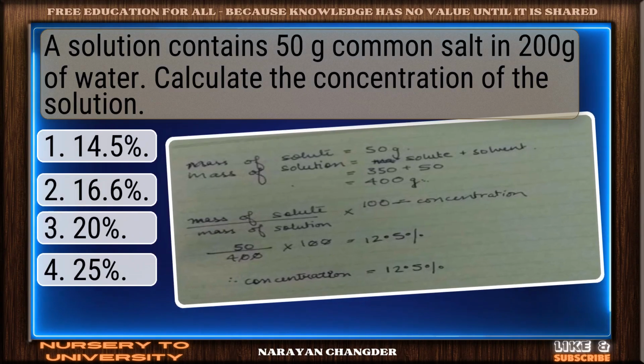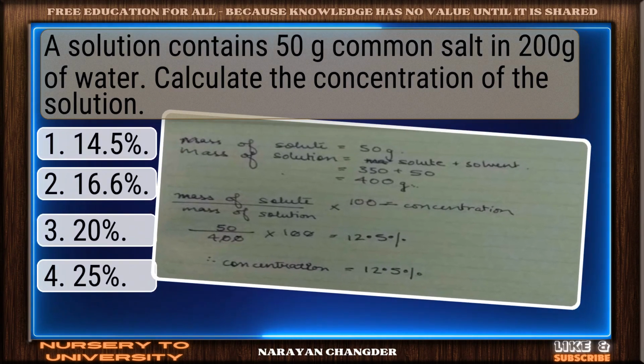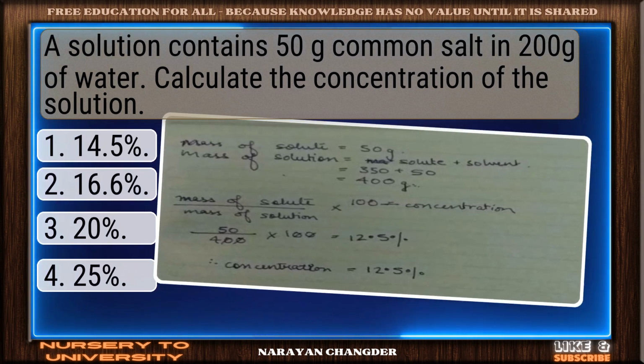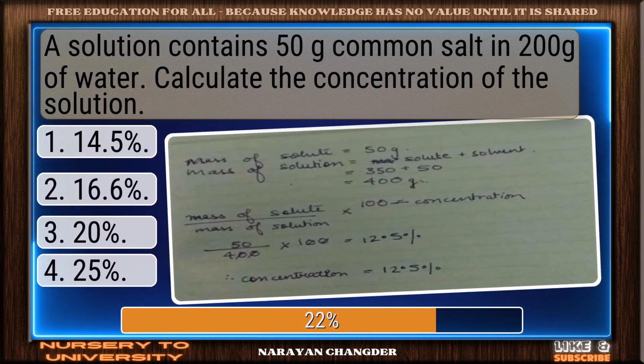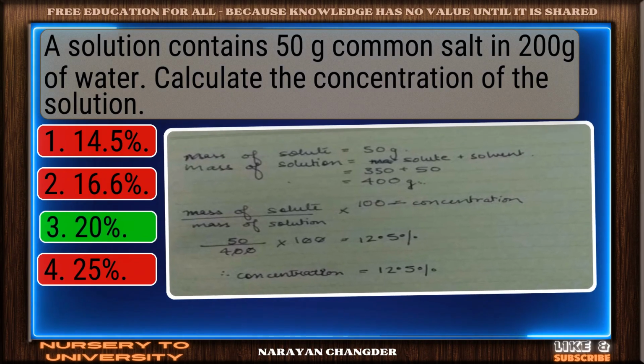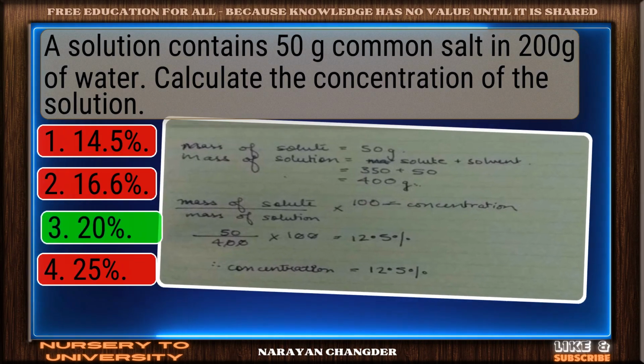Question number 43. A solution contains 50 g common salt in 200 g of water. Calculate the concentration of the solution. Nice work. You chose 20% and it is correct.